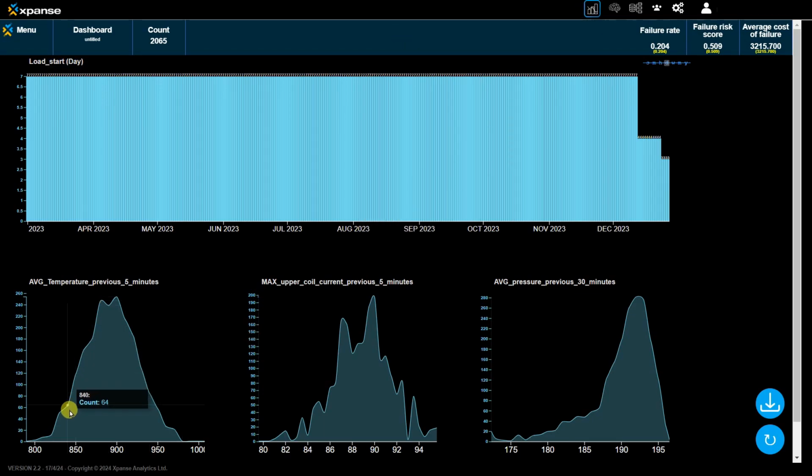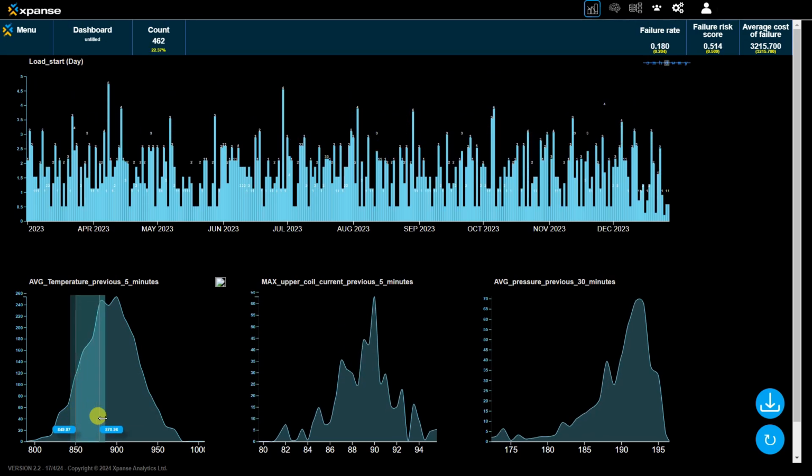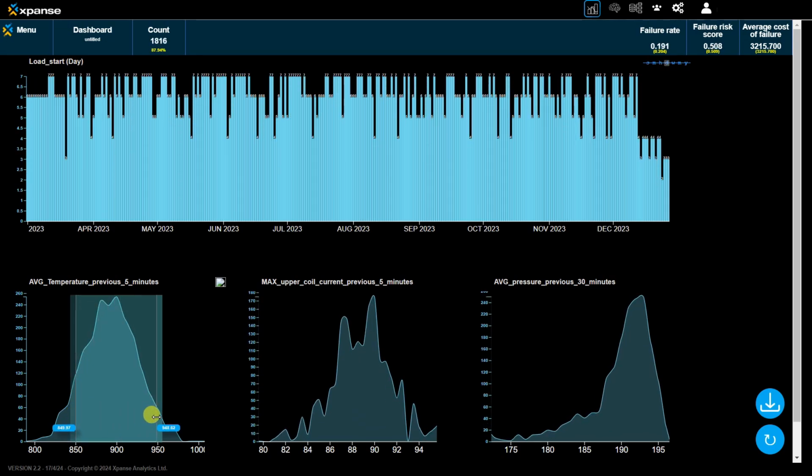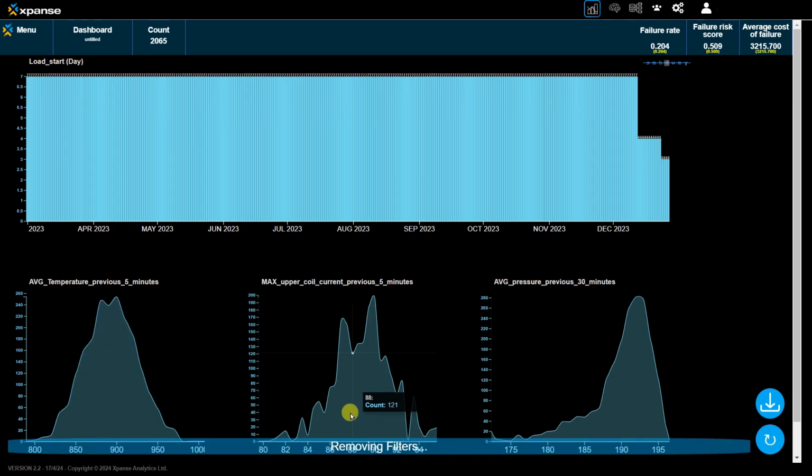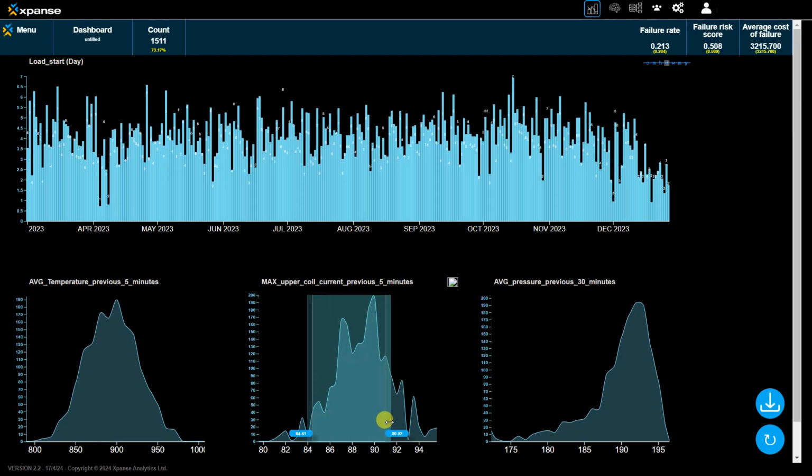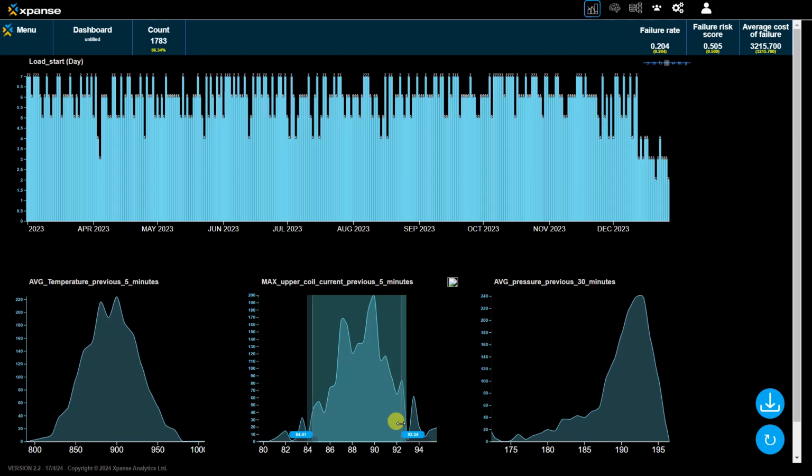These charts represent the variance of key process parameters. We can see that for most of the batches, the average temperature measured inside the chamber was typically between 850 and 950. The maximum registered electric current level was typically between 84 and 92, and so on. On the top, we see the number of batches that were produced within those parameters, and also the ratio of failed batches. Our objective is to bring that ratio down.